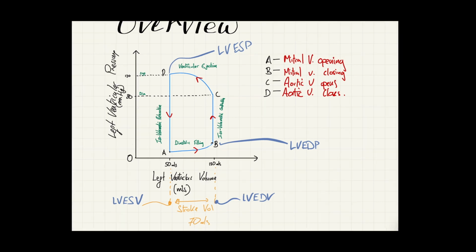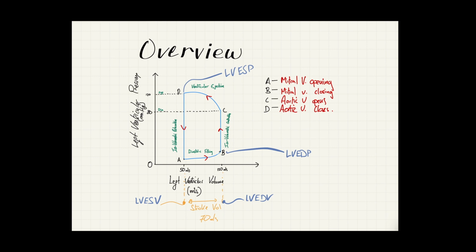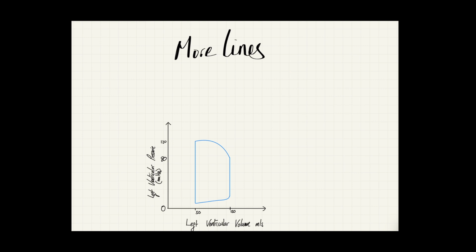Okay, so that is our overview of the cardiac pressure volume loop. However, there are more lines to add, and we will go through that next. So, more lines. You couldn't possibly imagine there are more lines, surely. Well, naturally there are. We love them. Physiologists love lines. So, relationships between the pressure and the volume.